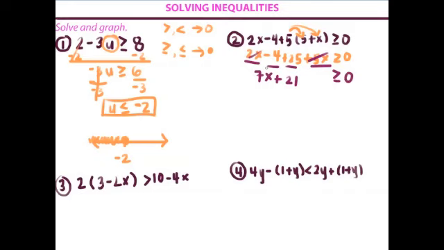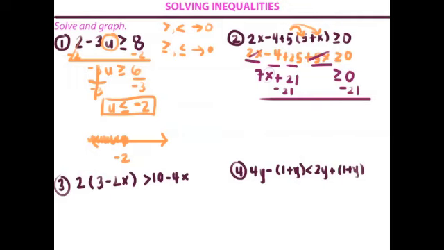Let's solve for this x right here. So we're going to move 21 over by subtracting. These negative 21s on the left side cancel out, and what I'm left with is a 7x, which is less than or equal to negative 21. To solve this, I got to divide by 7.